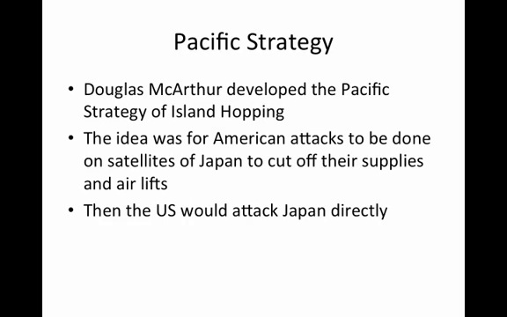In the Pacific, Douglas MacArthur, who had lost the Philippines but warned that he would be back, developed the Pacific strategy of island hopping. The idea was that American attacks would be done on satellites of Japan first to cut off their supplies and airlifts. Then the U.S. would eventually attack Japan directly.